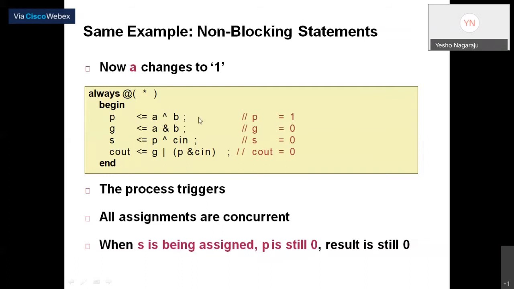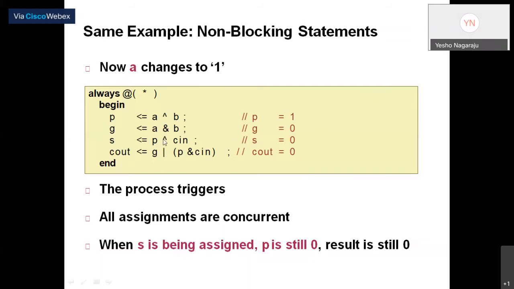So what is the value? A XORed B, value is 1. This won't get assigned immediately. This would be assigned at the end of the simulation cycle. So P won't get 1 now; P would get 1 at the end of the simulation cycle. A is 1 and B is 0, so G gets 0.